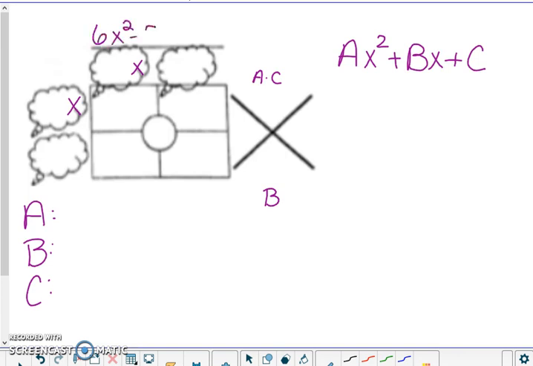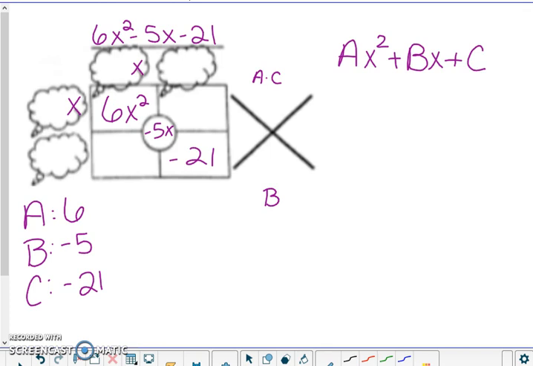6x squared minus 5x minus 21. Now, if we're looking at our patterns, we know we can go ahead and write it into our box. So we have 6x squared in the upper left, negative 5x in the circle, and negative 21 in the lower right. And we are going to make our list. So if we look at our expression, we have an a value of 6, a b value of negative 5, and a c value of negative 21.